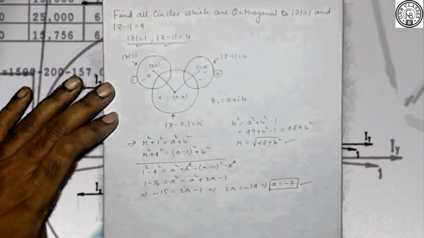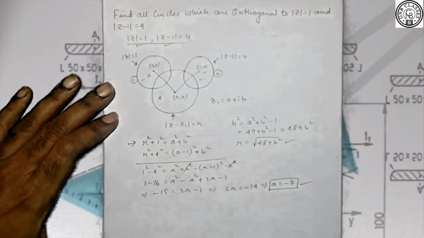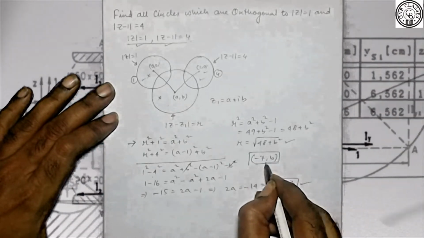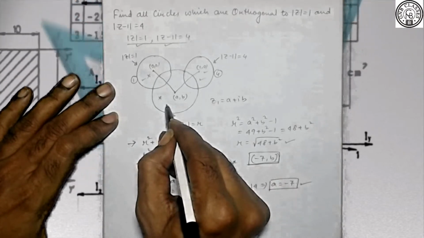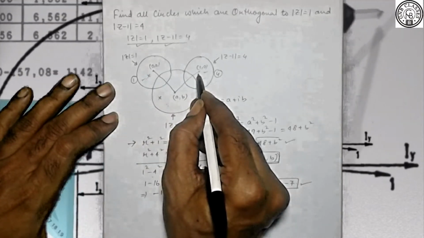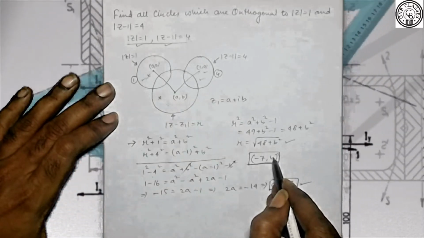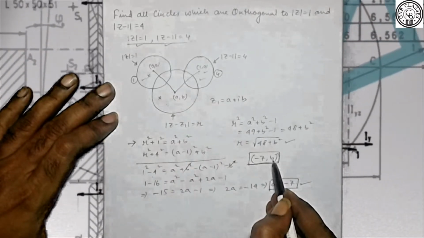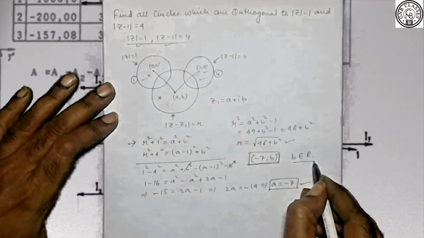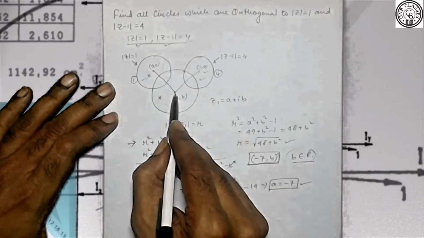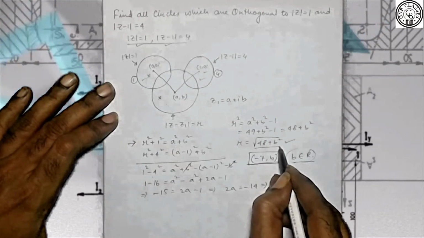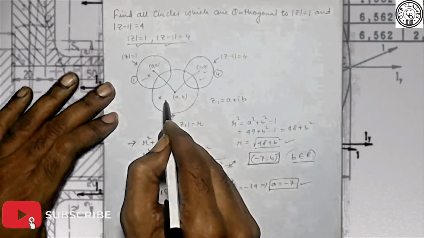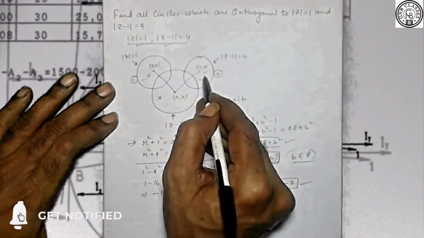So what is its center? The center of the required circles is minus 7 comma b. Minus 7 comma b is the center for this kind of circles which are orthogonal to both of the circles. Now, as b varies, you are going to get different kinds of circles. Are you getting my point? Here b is not fixed. B belongs to any real value. So for any b, you are going to get different centers. At the same time, the radius will change. As b changes, the radius changes.